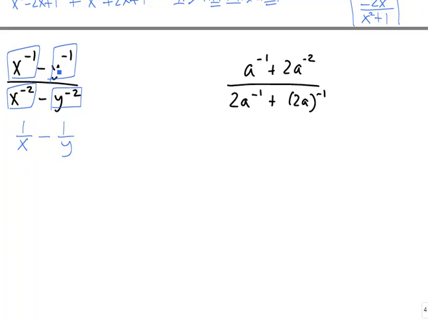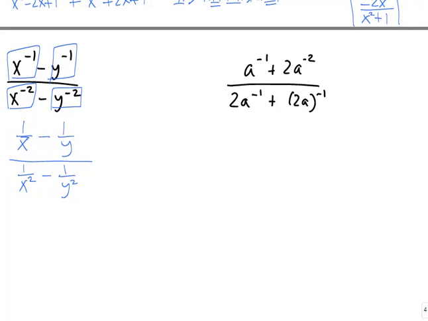So notice how we're getting two individual fractions. In the denominator, we're going to do the same thing. x to the negative 2 becomes 1 over x squared, minus y to the negative 2 becomes 1 over y squared. So what makes this problem more difficult is the fact that these negative exponents actually cause us to have a complex fraction. So once you rewrite the original problem this way, now we're going to simplify this by using the methods we just talked about.